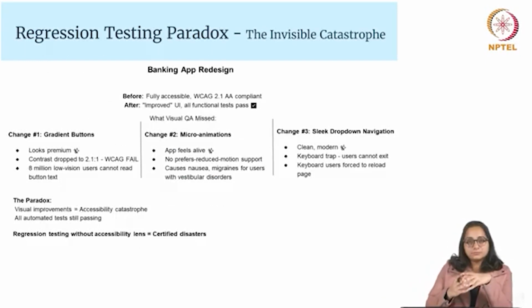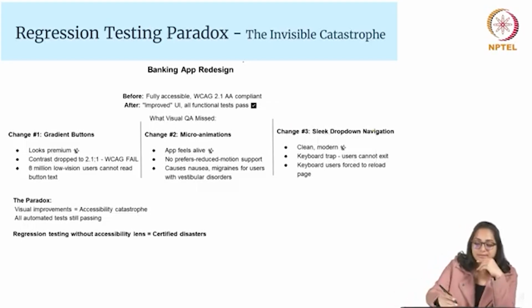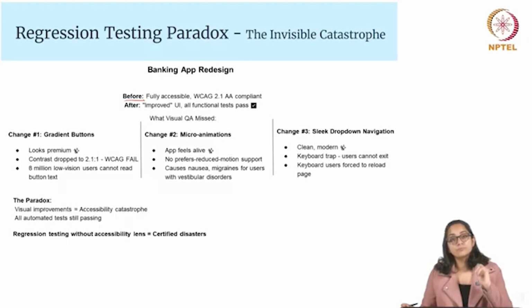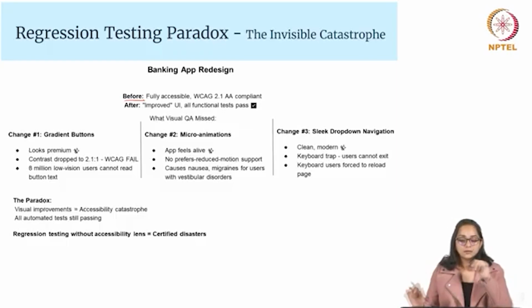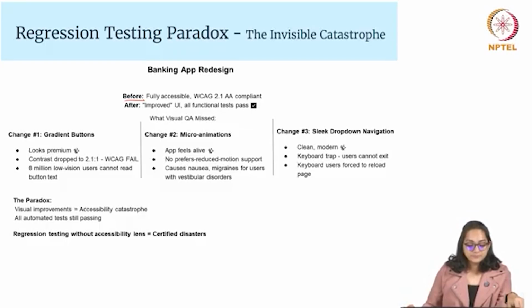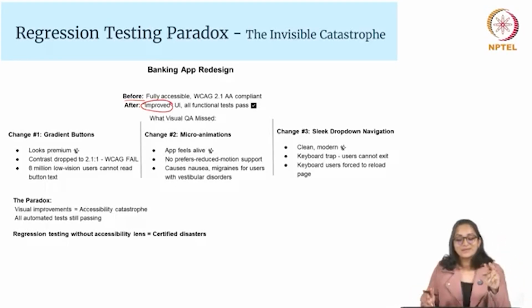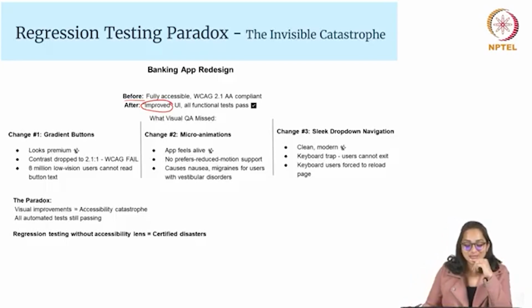If we take another example, a banking app design. Before, it is fully accessible, WCAG 2.1 AA compliant. After the improved UI, all functional tests are passing. But change one, gradient buttons. It looks premium, contrast drops, and 8 million low vision users cannot read. Change to, in double quotes, improved user interaction.